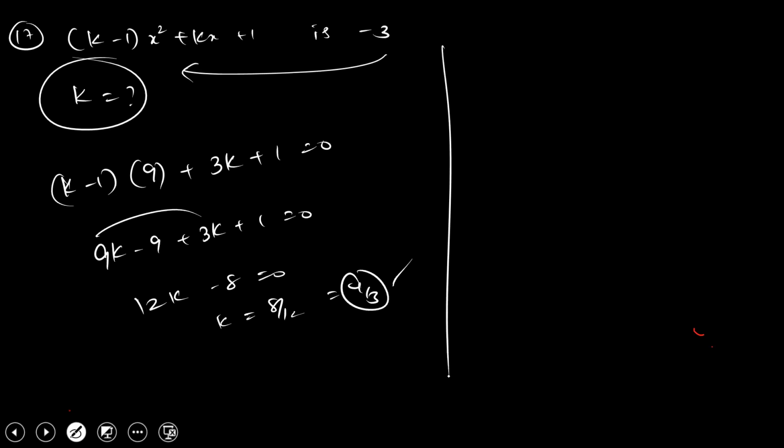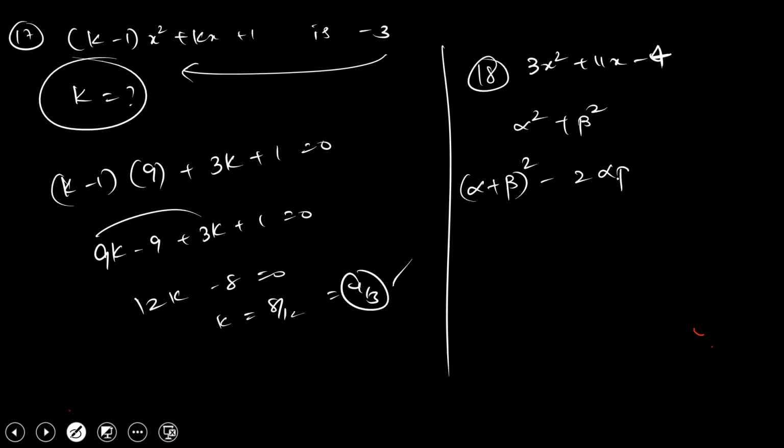Very good. So the 18th one. If alpha and beta are the zeros of the polynomial 3x square plus 11x minus 4, then the value of alpha square plus beta square. So is it 11x minus 4 or 1? 4. So alpha plus beta. Don't look at the solution I'm doing. You concentrate.